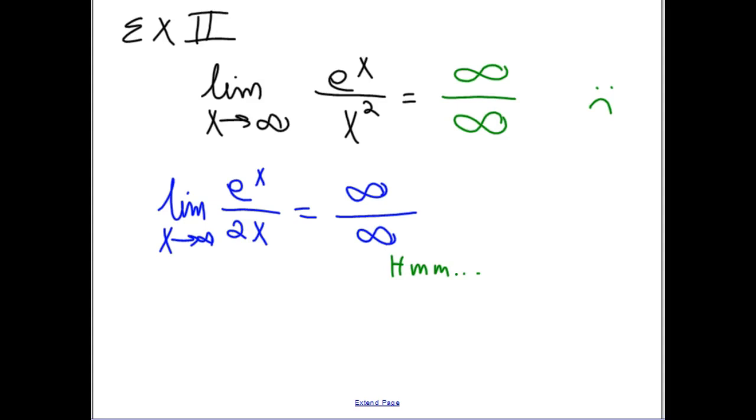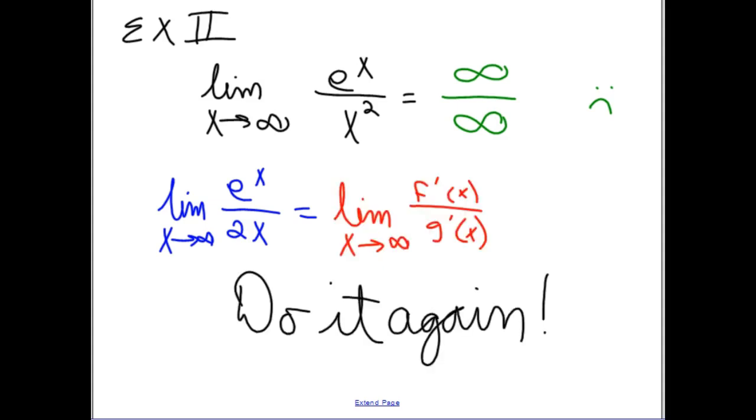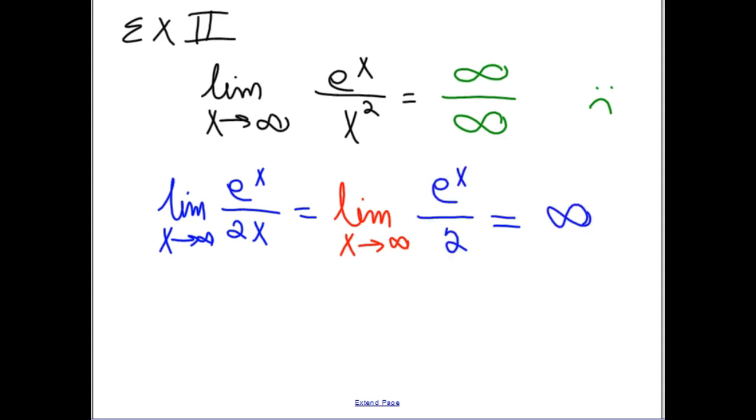And as x goes to infinity, I get infinity over infinity, to which you say, do it again. I don't think it's going to work. And so now, I get e to the x over 2, but it's not infinity over infinity. So as x goes to infinity, it doesn't exist.